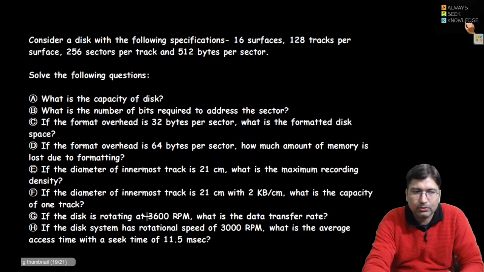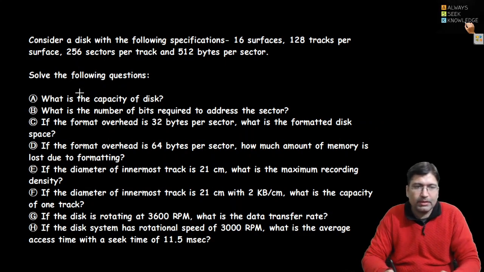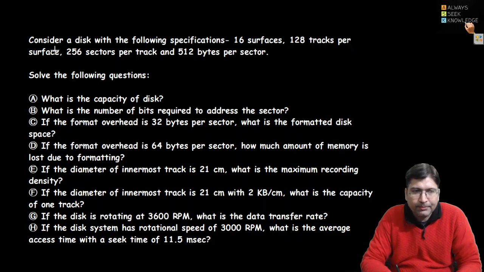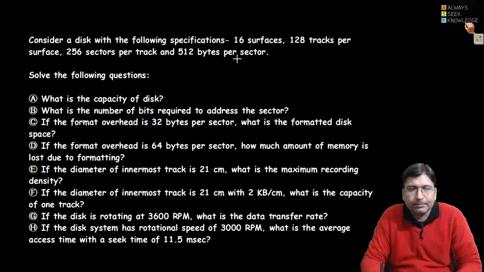Now let's try to solve a few problems. Consider one question here. Consider a disk with the following specifications. There are 16 surfaces. 128 tracks per surface, so every surface has 128 tracks. On every track, there are 256 sectors per track. And every sector has 512 bytes capacity. So 512 bytes per sector. That means these many bytes are there in a sector.